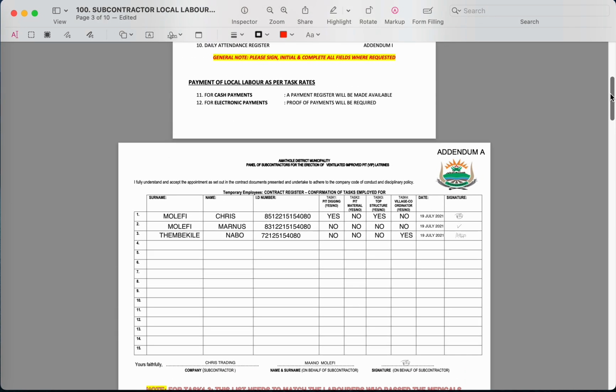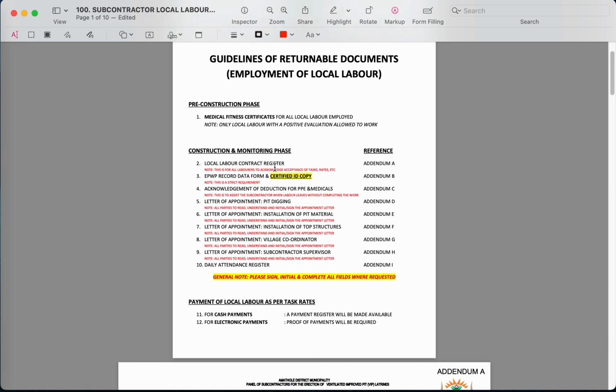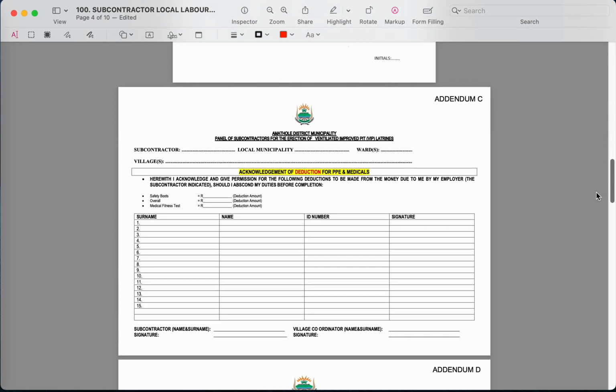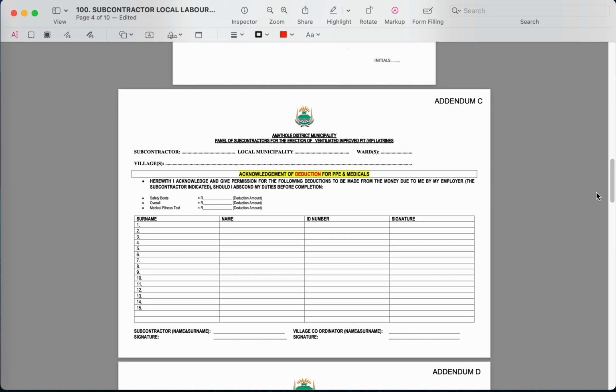Before we move on, let's make a reference to the first page we were talking about. This is the acknowledgement of deduction for PPE material, which is addendum C. So in addendum C, basically what it entails is that you as a contractor need to ensure that all of your employees acknowledge that indeed they are going to pay for their own safety boots, the overall, and the medical fitness. So this needs to be filled by you on top here.